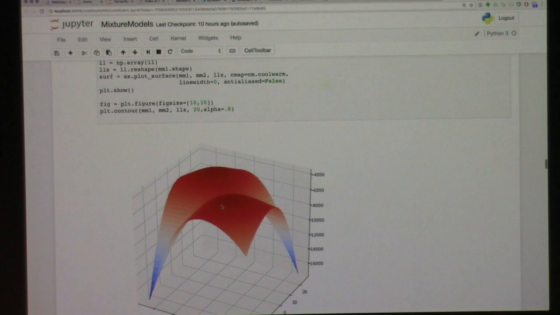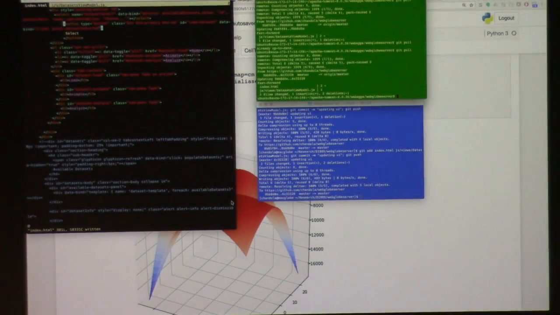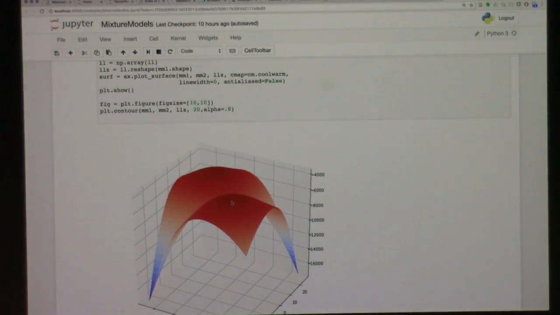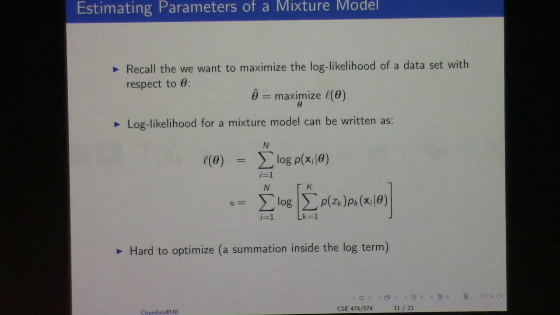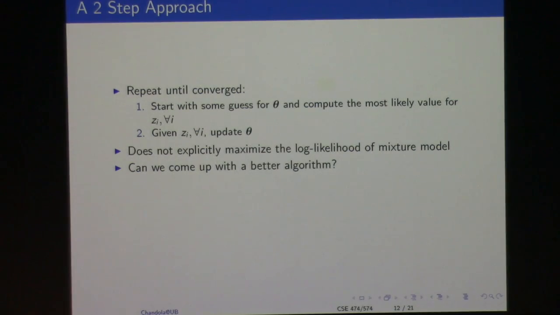When you have many components, and you're looking at this log likelihood function as a function of all of your unknown parameters, you will see many such peaks, and this comes because of the unusual form of our log likelihood function. So now we will see how we can use expectation maximization to solve this problem instead of doing a direct minimization. Let's first look at a simpler two-step approach.